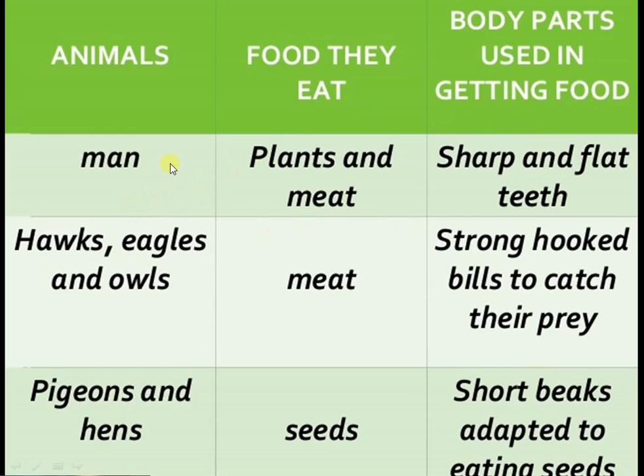Human beings eat plants and meat. Which body parts? Sharp and flat teeth. Hawks, eagles and owls eat meat and they have strong hooked bills to catch their prey. Pigeons and hens eat seeds. They have sharp beaks adapted to eating seeds.